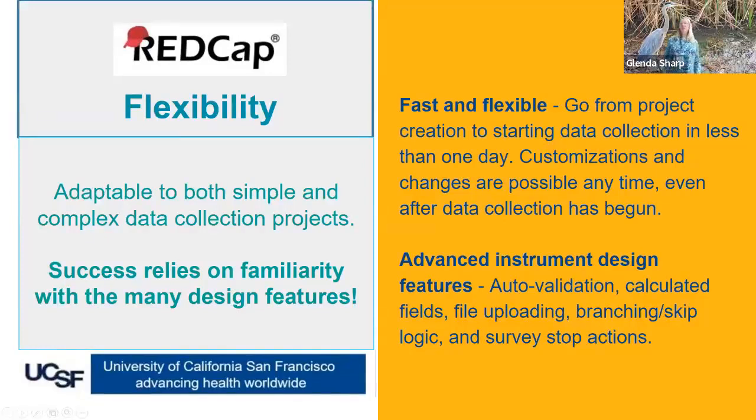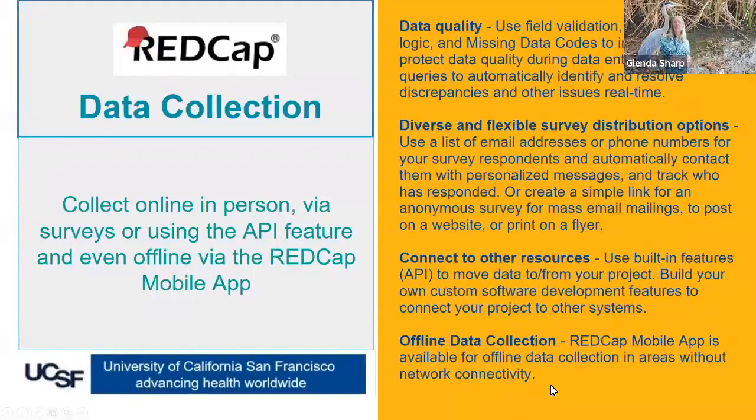There are advanced instrument design features, auto validation, calculated fields. Auto validation means that it's going to check to see if you've answered the appropriate questions. Calculated fields, file uploading, branching and skip logic, and survey stop action. So collect online or in person via surveys or using the API feature, and even offline. You can even collect your data offline using the REDCap mobile app.